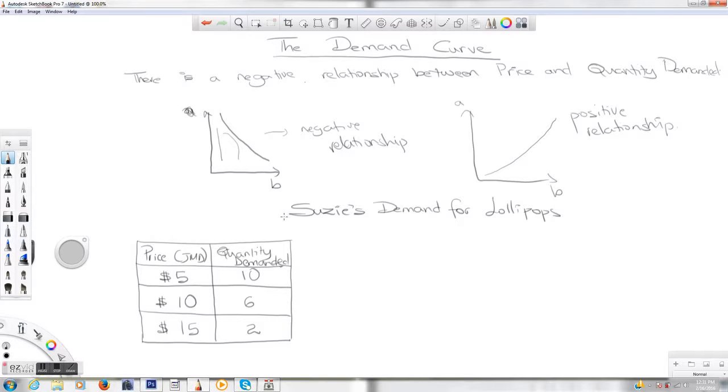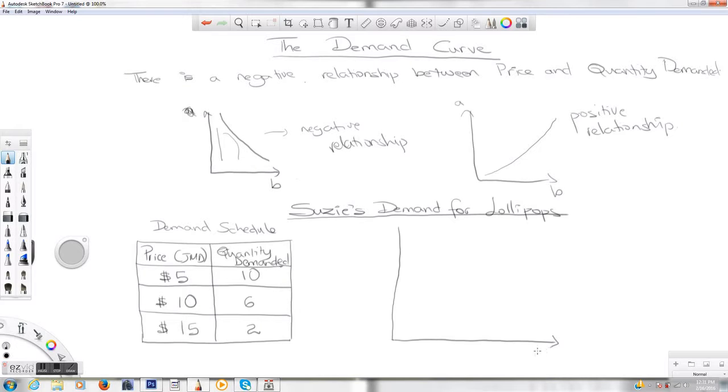So we're going to learn how to sketch a demand curve. And we're going to sketch the demand curve for Susie, Susie's demand for lollipops. And here we have a demand schedule. This is Susie's demand schedule, right? Because it tells the price and the quantity of lollipops that she'd be willing to buy at that price. And then we can go ahead and sketch the demand curve. So this is how we sketch a demand curve.